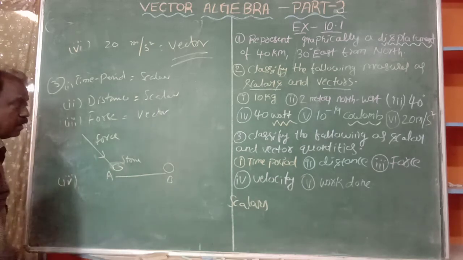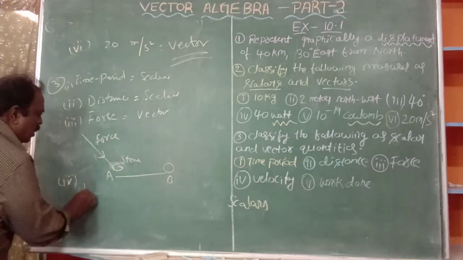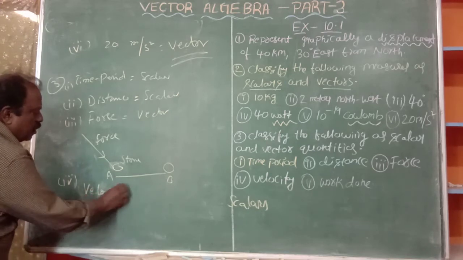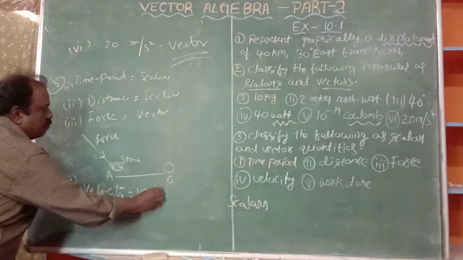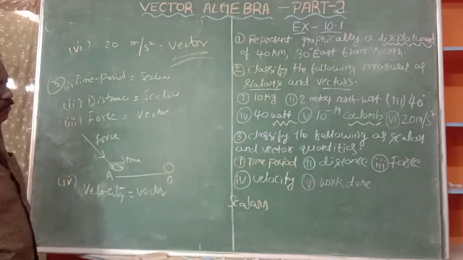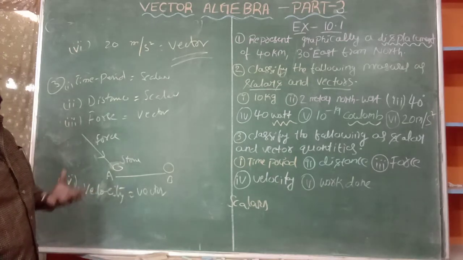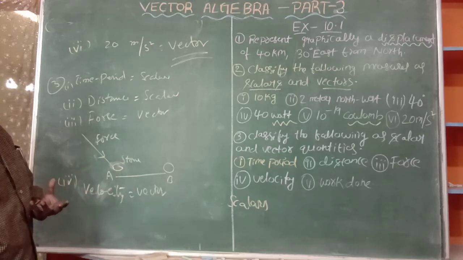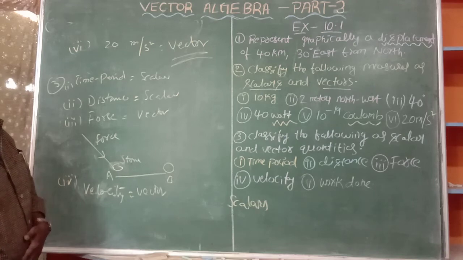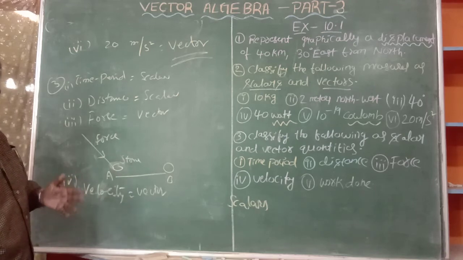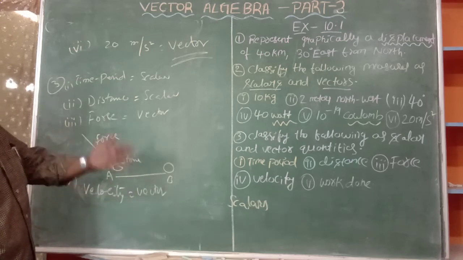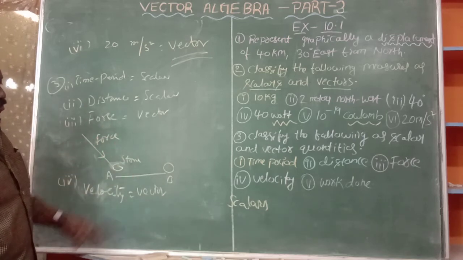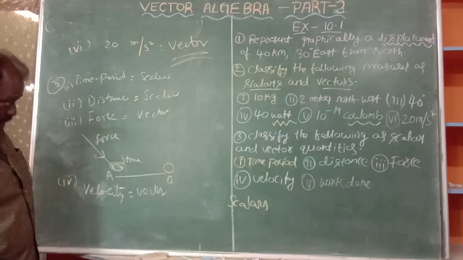Fourth one is velocity. We know it now. Velocity is simply a vector. You know it. Vector velocity means not speed. What is the speed of a car? It means 60 kilometers per hour. Velocity of a car means from which place to which place. There is a direction. You know it well. So velocity is a vector.